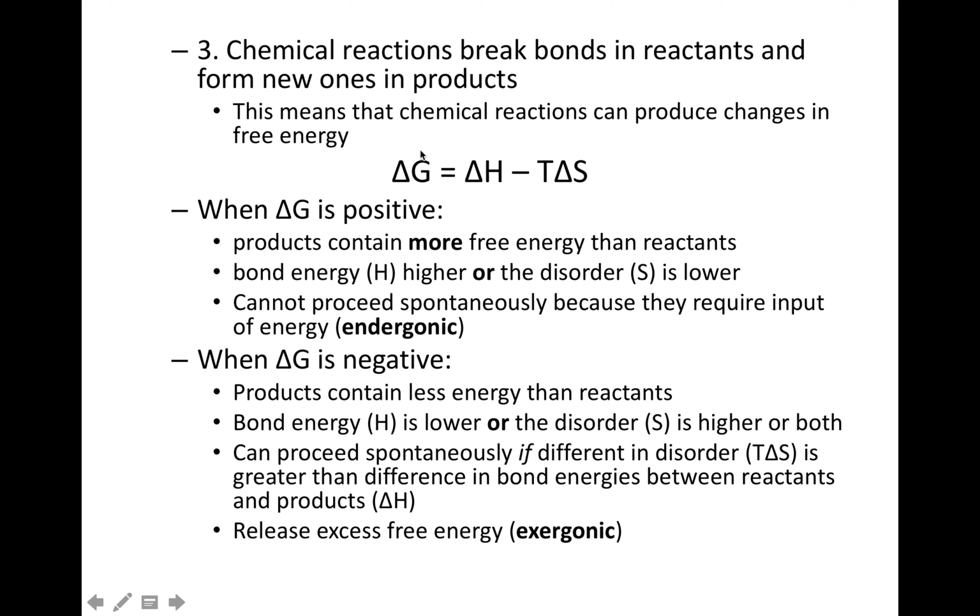When your G is negative, that means your products, your end result of your chemical reaction, have less energy than the reactants. So as a result, your H is probably going to be lower, like a low number, maybe like a 1, and then these guys are 2. Like 2 times 2 is 4. 1 minus 4 is a negative 3, so you end up with a minus 3 for your delta G, or both. So it can proceed spontaneously if it's different, okay? Oh, sorry. So this will be a spontaneous reaction, and as a result, you end up with an exergonic reaction. It's going to release this excess of free energy, exergonic.